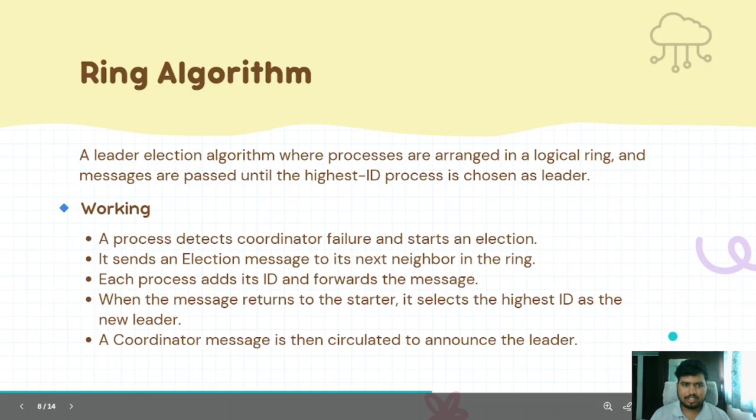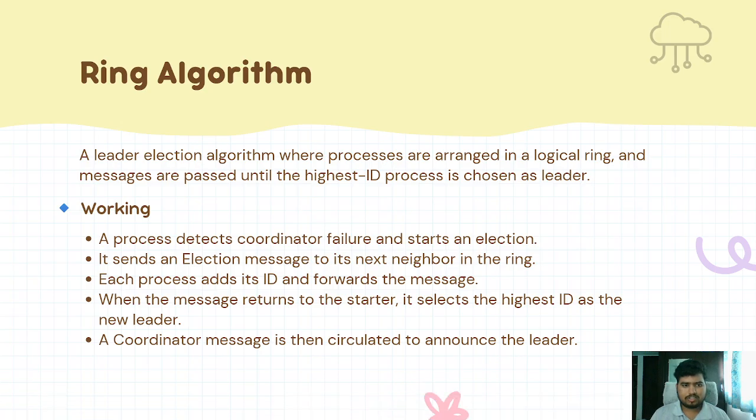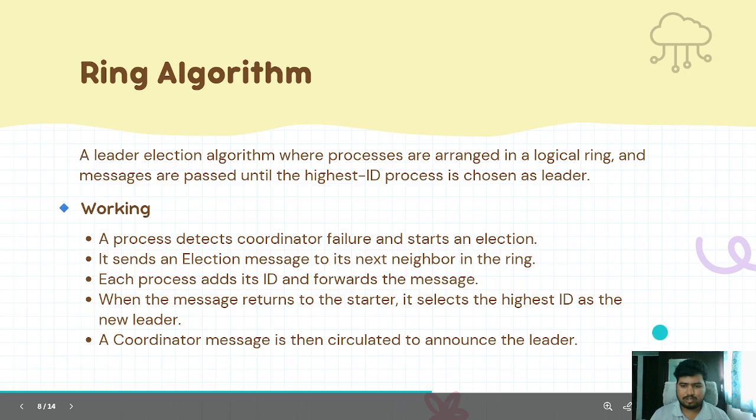So let's see the ring algorithm in detail. Ring algorithm is a type of leader election algorithm where processes are arranged in a logical ring and the election messages are passed until the highest ID process is chosen as the leader. How does it work? A process detects that the coordinator has failed and it starts an election. It sends an election message to its next neighbor in the ring. Each process adds its own ID and forwards that message to its next neighbor. When the message returns to the start process, it selects the highest ID as the new leader, and that new leader or winner message is circulated to announce the new leader.